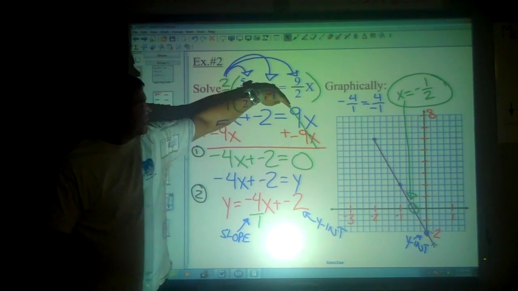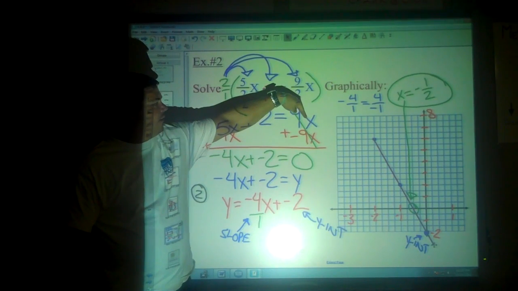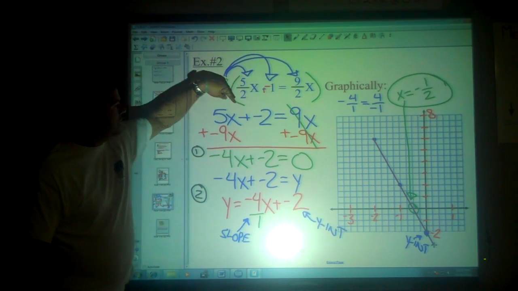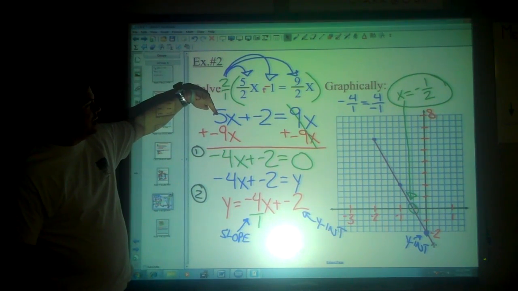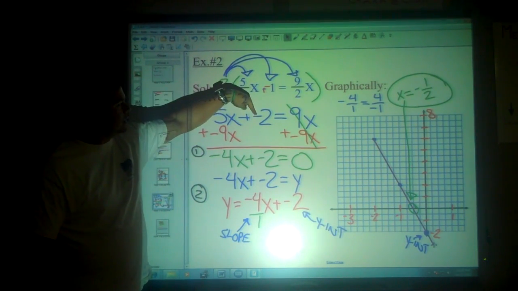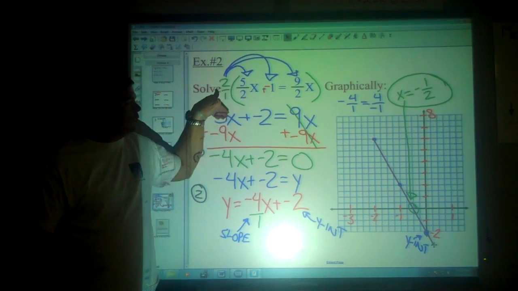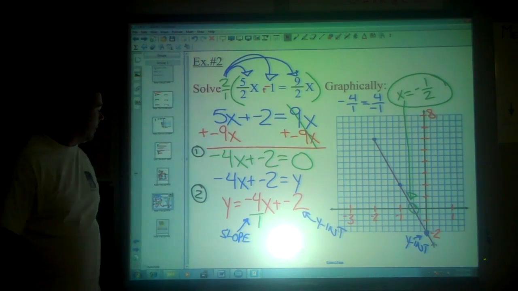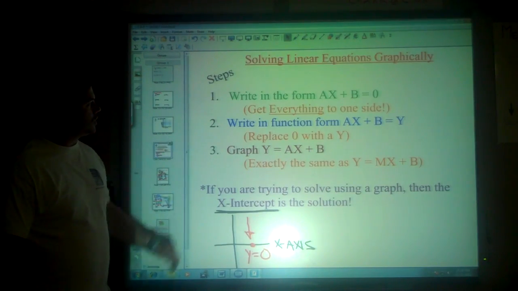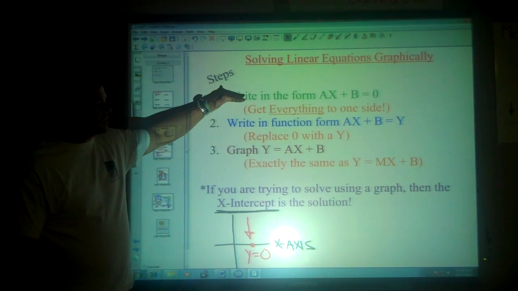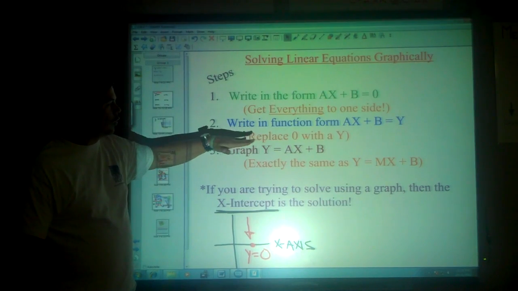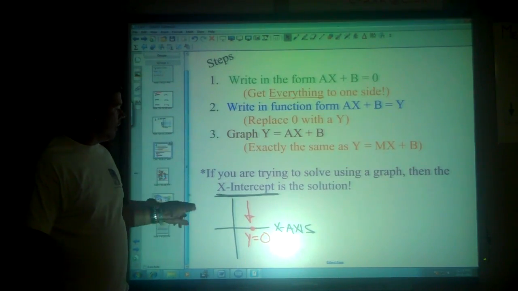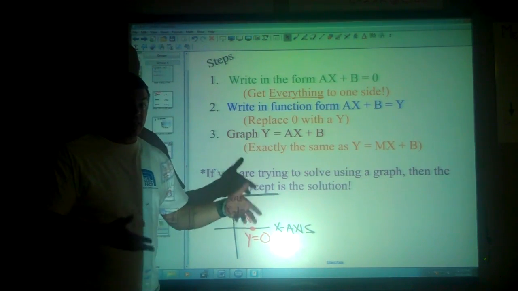If you take 9 and multiply it by negative 1/2, you're going to get negative 4.5. If you take 5 and multiply it by negative 1/2, you're going to get negative 2.5. And when you add negative 2 to that, you get the same answer, negative 4.5. It works. And it would work up here, except that it's more complicated because of those improper fractions. So again, the rules: make it equal to 0, get everything onto one side, replace the 0 with y, graph y equals mx plus b, and wherever it crosses the x-axis, that's your answer.